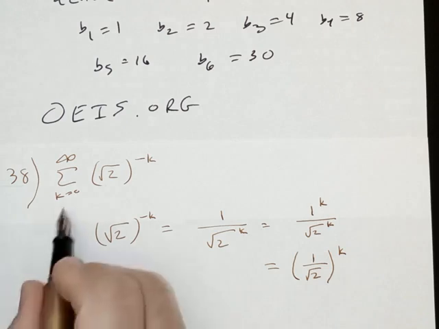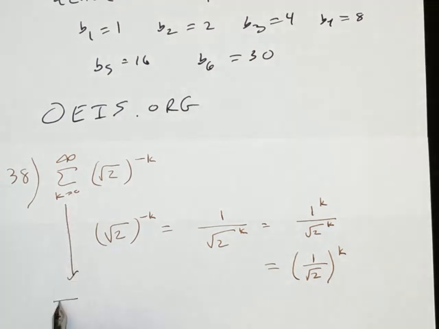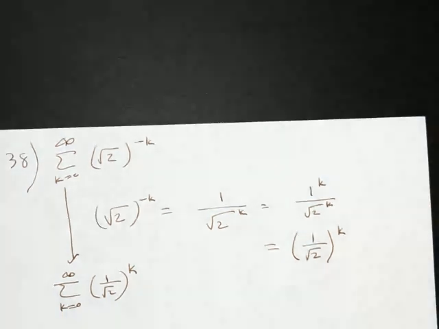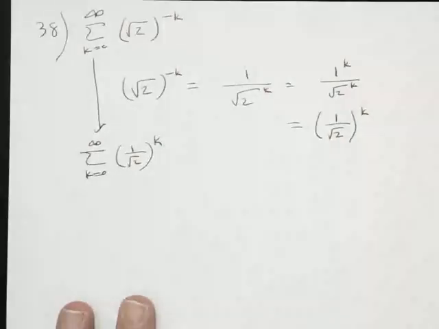So now this series becomes the sum from k equals 0 to infinity of 1 over root 2 to the k. What number is in front of that fraction?